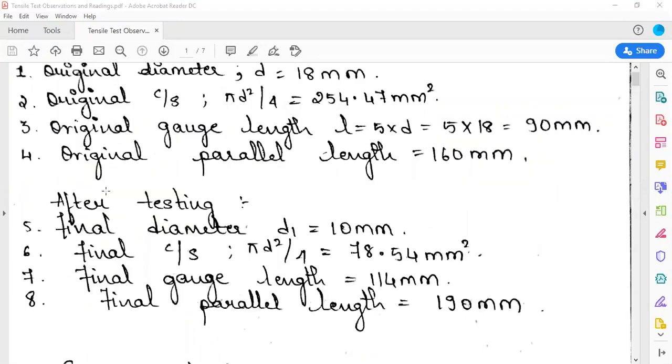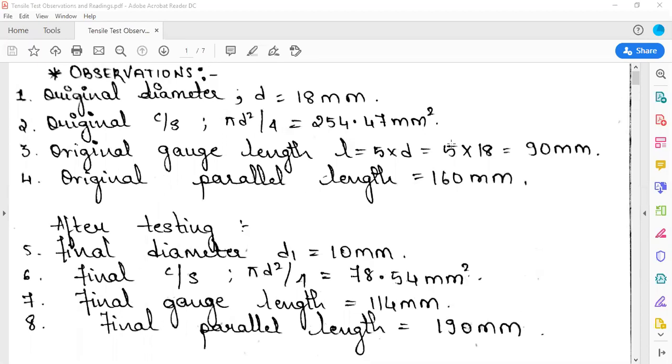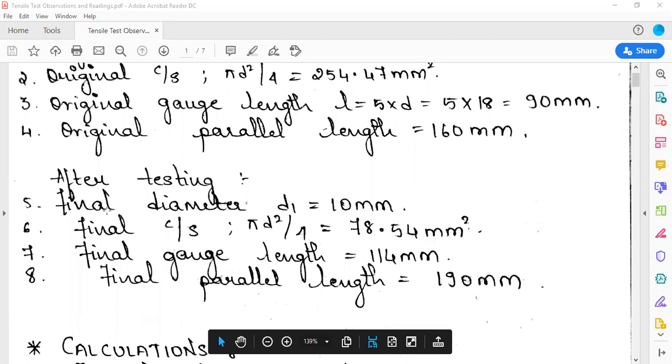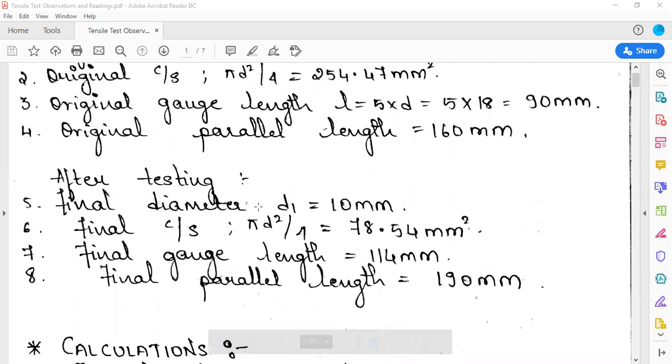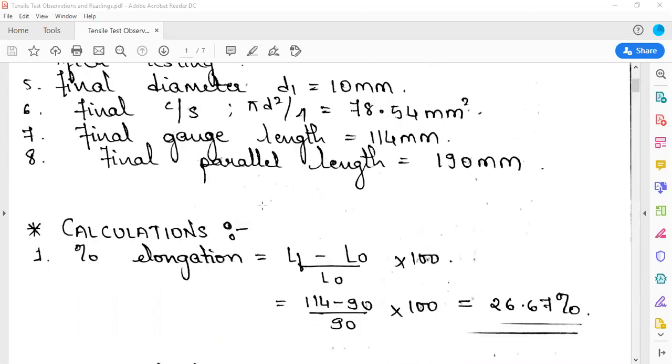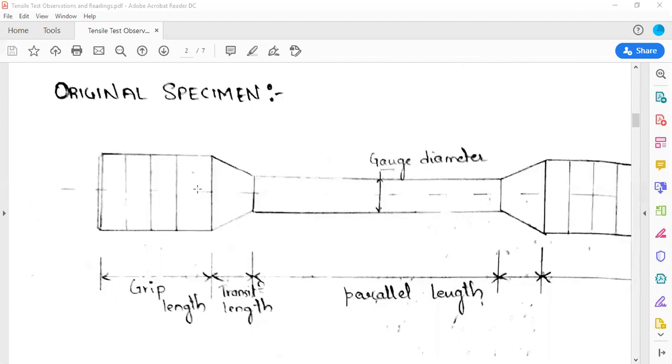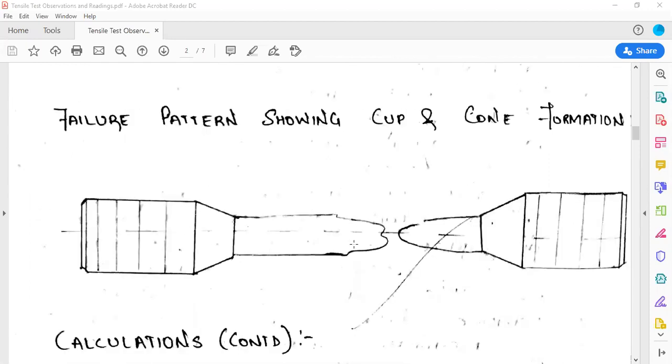After measuring the parallel length, this is before conducting the test. You need to do the observation. This is after conducting the test. You need to measure the final diameter. Once the specimen breaks into two pieces, you need to measure the diameter of the specimen. If you see the specimen figure, this is the original specimen, that is before loading, and this is after loading. In this you can see that the specimen has broken into two pieces. This is called the cup and this is the cone. You need to join both the broken pieces. After that you need to measure the final diameter of the specimen.